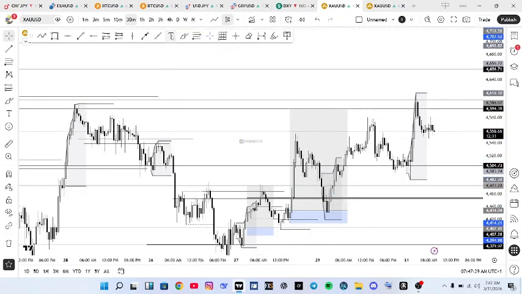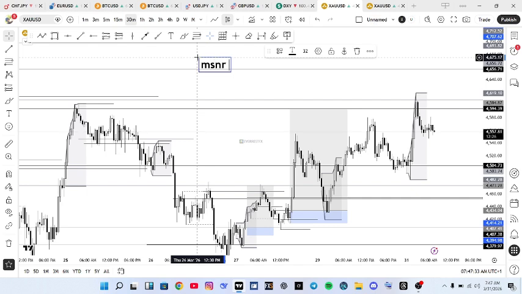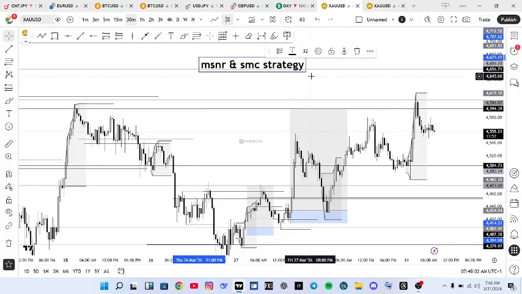Now this is the MSNR and SMC strategy. It's nothing different from what you know, it's nothing less from what you know, it's just something more advanced and probably what you know but in a different strategic manner.